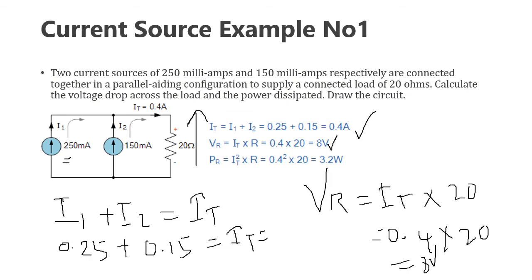The third question is the power dissipation. The equation to calculate the power dissipation is P equals I squared R. Here the I is IT. In our load, the power dissipation will be IT squared times R. IT is 0.4 ampere, so 0.4 squared times R, which is 20 ohm. Substituting this 20 ohm, that will be equal to 3.2 watt.